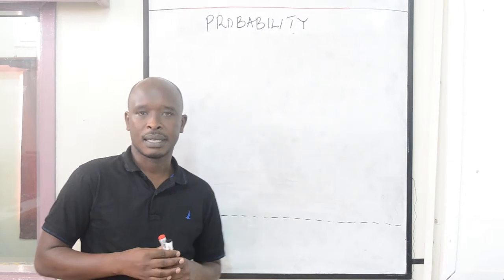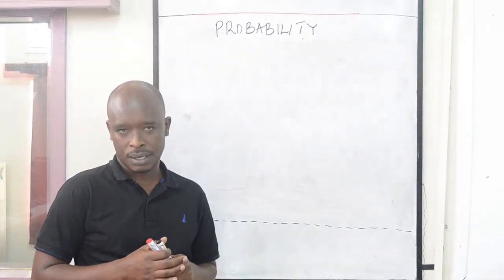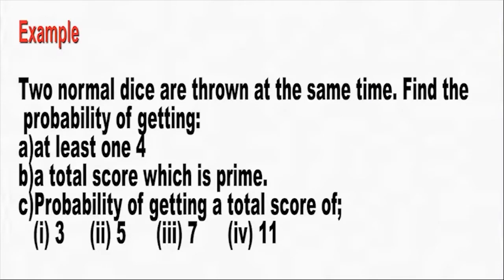Let's look at another scenario when 2 dice are tossed. Here is the question. 2 normal dice are thrown at the same time. Find the probability of getting part A, at least one 4, part B, a total score which is a prime, part C, probability of getting a total score of 3, that's part 1 of C, 5, that's part 2, 7, that's part 3, and finally 11, that's part 4.